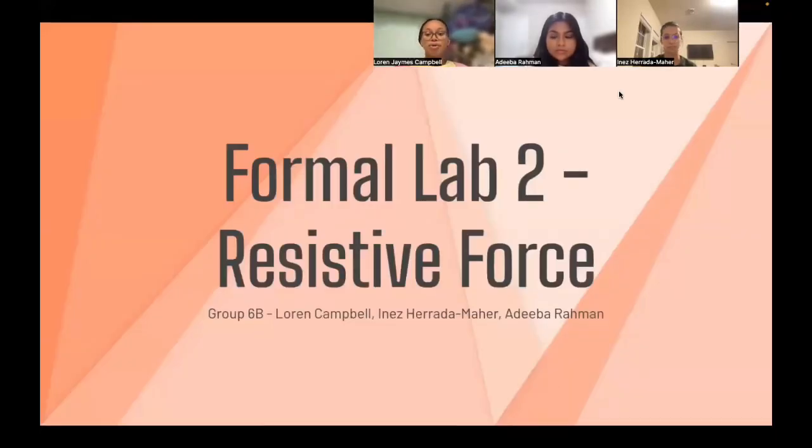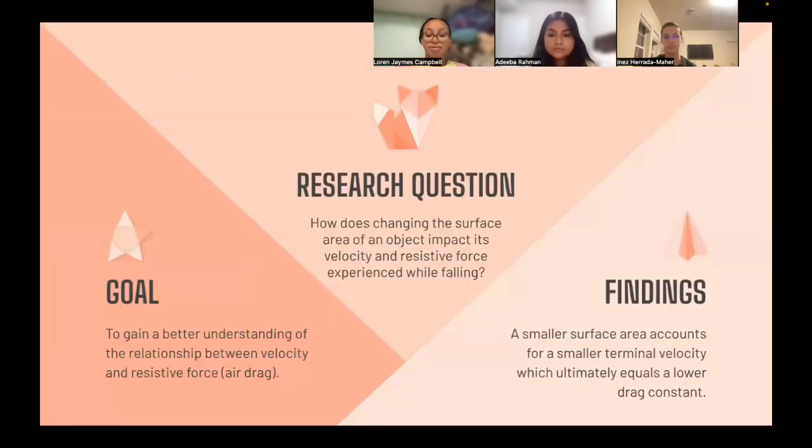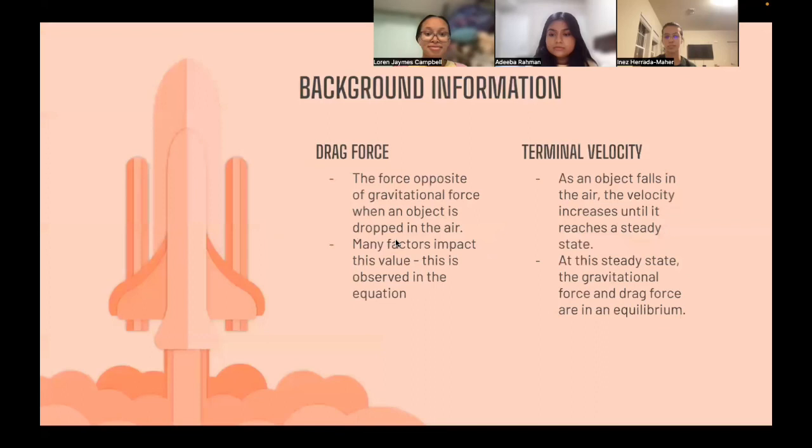Okay. Formal Lab 2 resistive force, Group 6B. Our research question is, how does changing the surface area of an object impact its velocity and resistive force experienced while falling? Our goal is to gain a better understanding of the relationship between velocity and resistive force, also known as air drag. Our findings for this experiment were that a smaller surface area accounts for a smaller terminal velocity, which ultimately equals a lower drag constant.